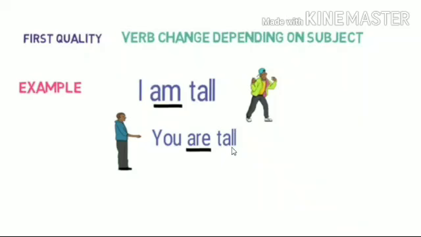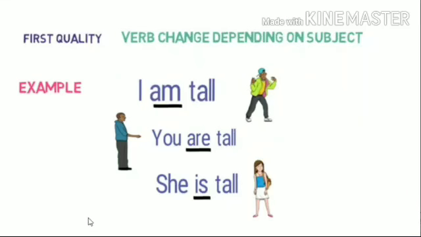Now look at the third example where the subject is third person. See, she is tall. Here, while referring to the third person, we used is as a verb. Here also the adjective, that is tall, remains the same. So from this example, you can see am becomes are and are becomes is, while going from first person to second person to third person. So we can conclude that verbs change according to subject, and no other parts of speech has this quality.